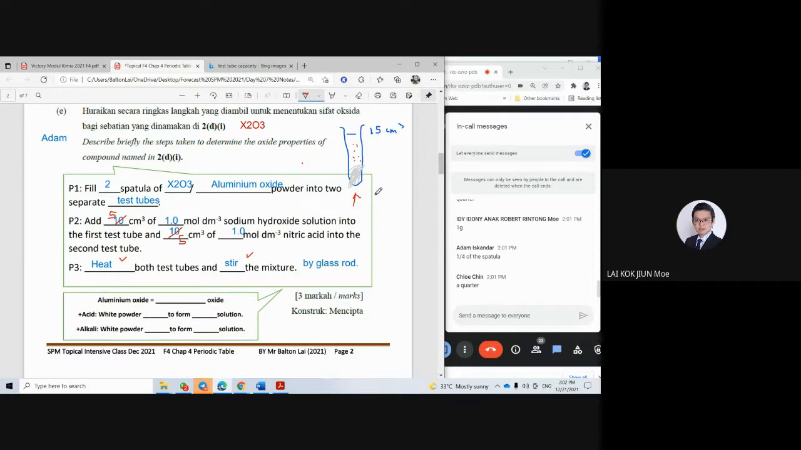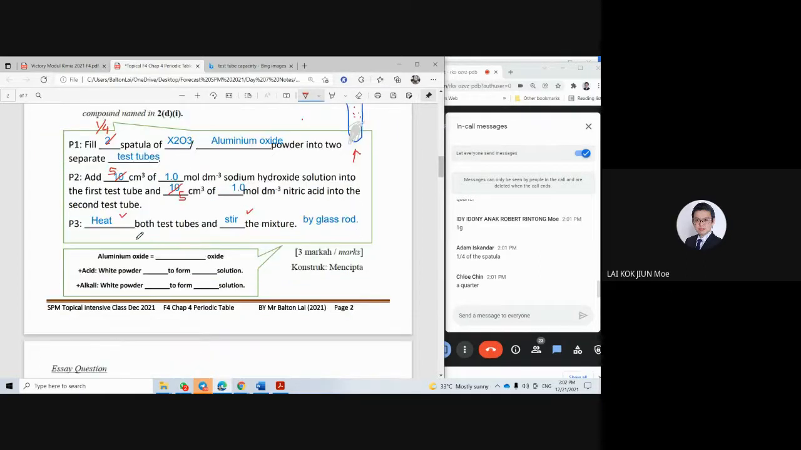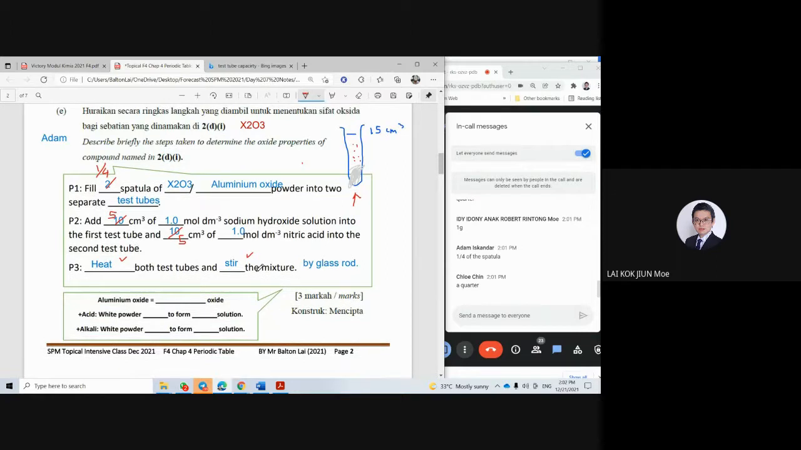So actually no need to use so much. Yes, only a quarter. Very good, Chloe. So we reduce it here, and then it's okay. Normally one or two spatulas inside the beaker. This is the volume for the beaker, and no problem. Try to reduce it. Okay, heat both. Very good already.